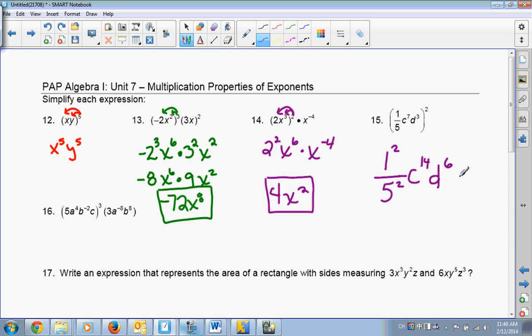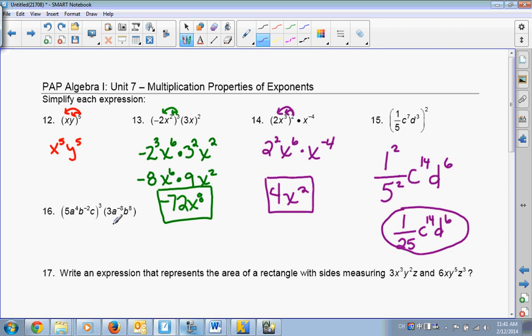Are we done? Almost. We just have to simplify this right here. What is 1 squared? 1. And what is 5 squared? 25. C to the 14th, d to the 6th. So is there anything else we can simplify? Nope. Okay. So as long as you remember the rules, they look complicated, but they're not that tricky. It's just adding or multiplying, right?